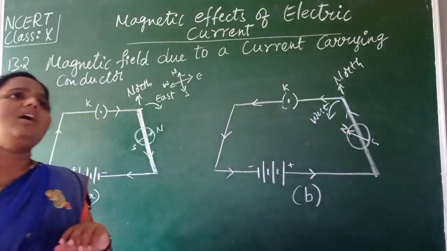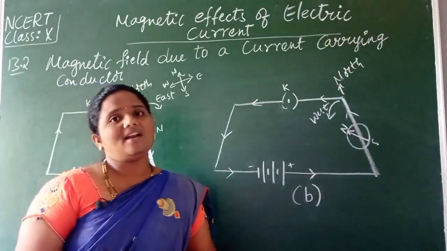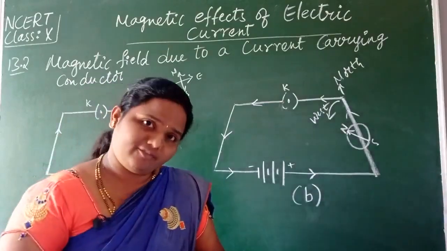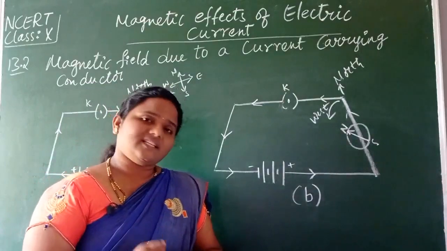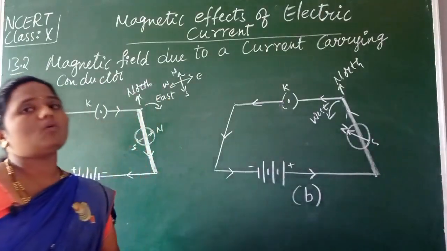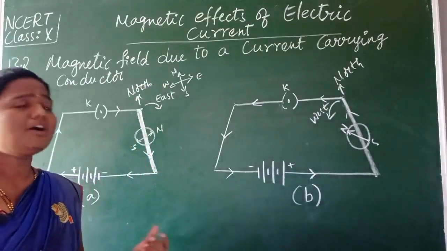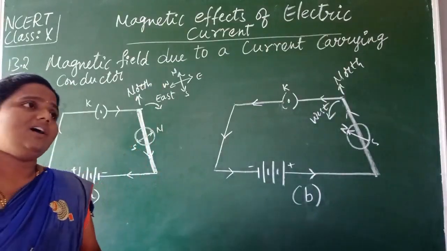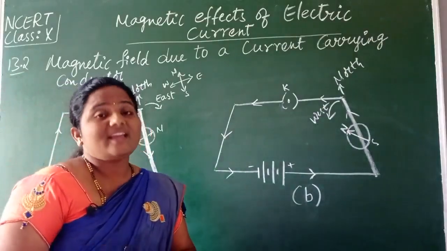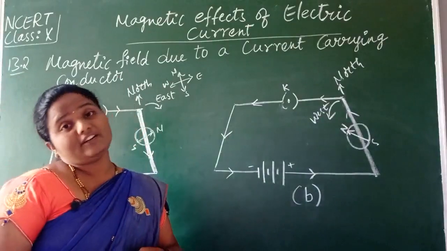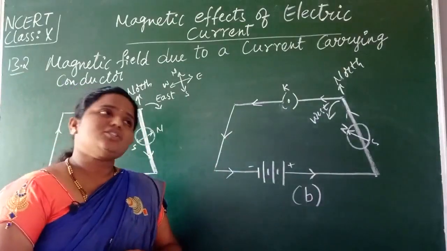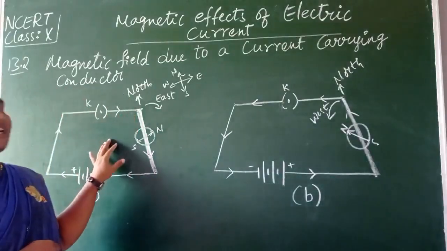Okay. We have learned that an electric current produces what? A magnetic field in a conductor, isn't it children? In order to understand that, let us perform one more activity. Here we are going to learn whether, if there is a change in the direction of the flow of a current, there is a change in the magnetic field direction. That we are going to study under this, children. So let us move into the activity.